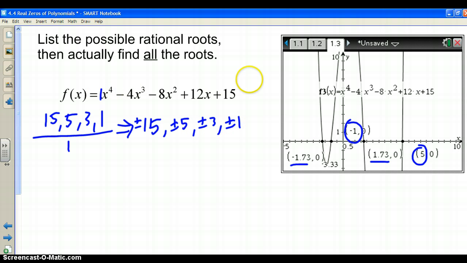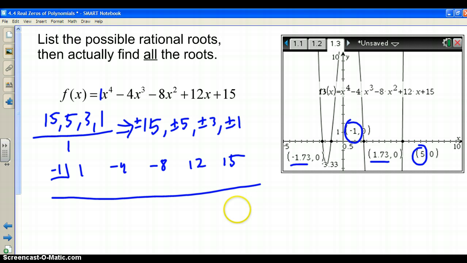So let's start with our original polynomial, and let's synthetically divide out. It doesn't matter which one you choose first. I'm going to choose -1. And so there's 1, -4, -8, 12, and 15. I know my remainder is going to be 0 because this is a root. We're going to do this in synthetic division. This is 3, 15, and -15. 0. So my remainder is 0.